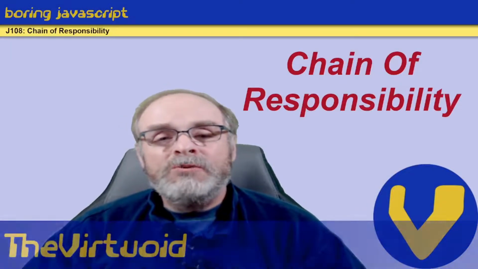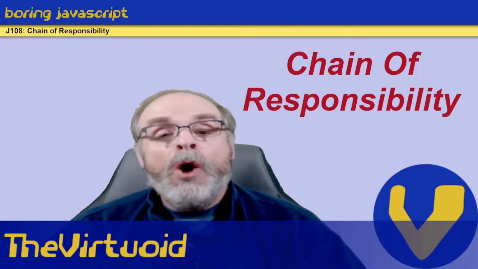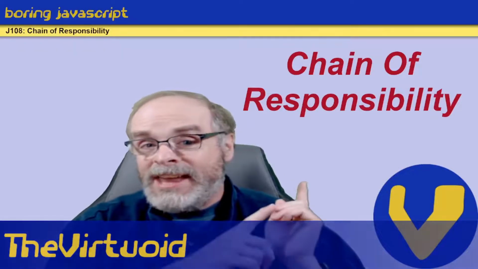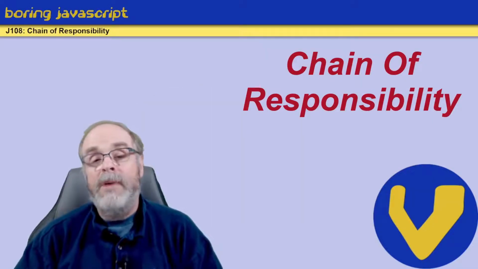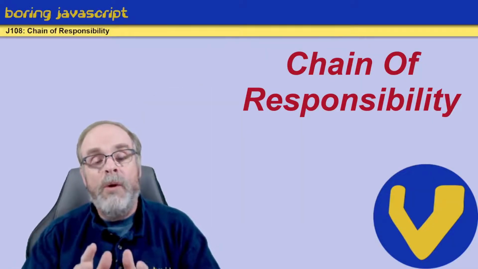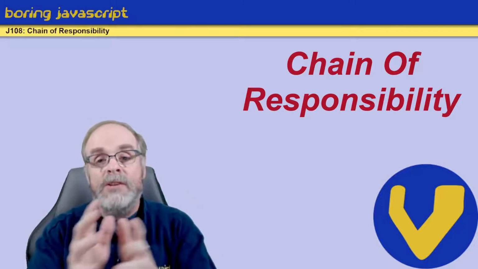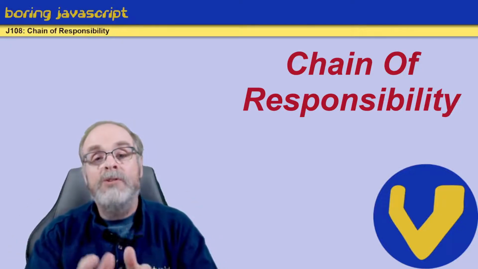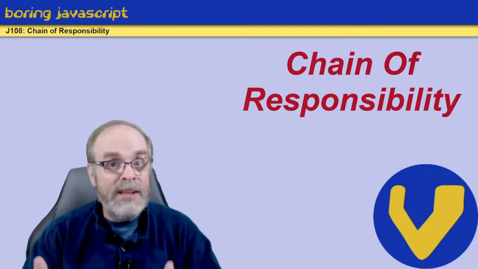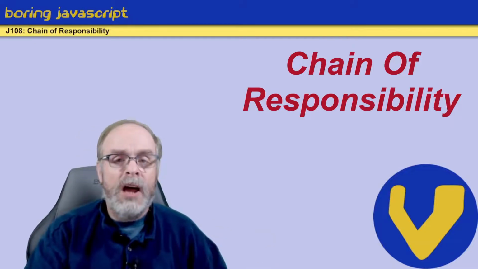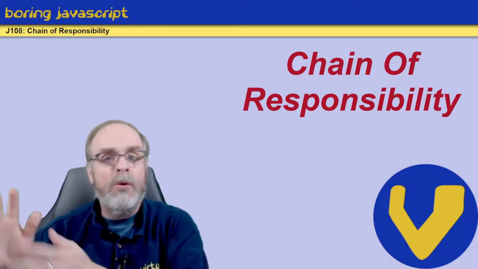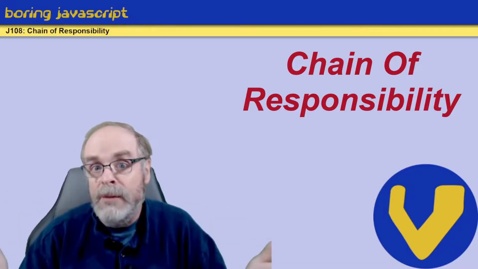I'm your host, the Virtuoid, aka Mike Smith, and today we're taking a look at the chain of responsibility pattern. The chain of responsibility pattern is used when you have a single request that goes to a series of objects in which one of those objects will eventually be able to satisfy that request. But you don't know which object it could be. It could be the first object, the second object, third object, or the 100th object. It's completely up to you.